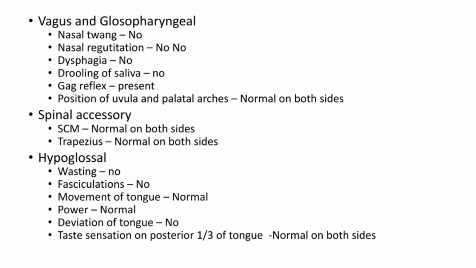The spinal accessory nerve with regard to the sternocleidomastoid as well as the trapezius was normal on both sides. And the hypoglossal nerve showed no wasting or fasciculations of the tongue. The movements of the tongue and the power was normal and there was no deviation. The taste sensation on the posterior one-third of the tongue was also normal.